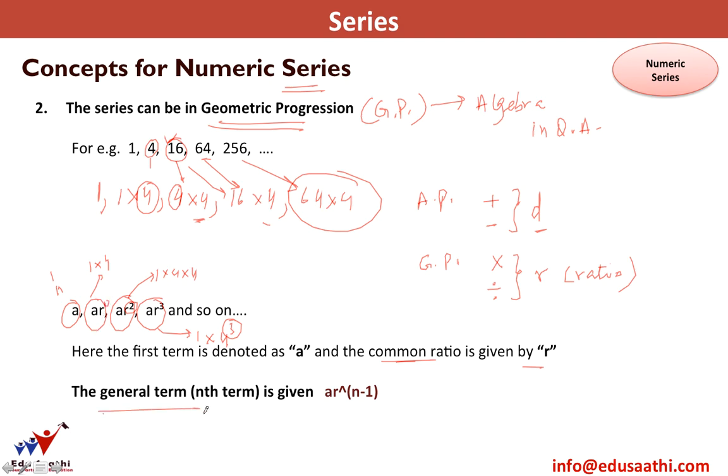So the formula for the general nth term would be a multiplied by r raised to power n minus 1. This is the nth term. This is similar to what we did in the previous slides, which was for AP. There also we had n minus 1. Here also we have n minus 1. Let's do a few questions on this.